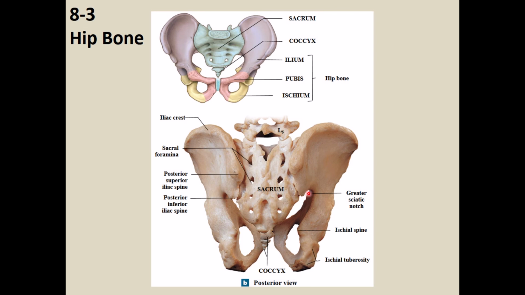Okay, so this is the posterior view. This is the sacrum that articulates with the iliac bone. So this upper part is the ilium, and it contains these spines, so posterior superior and posterior inferior iliac spines. And this upper part is called the iliac crest. So if you touch your flank area, side area, below the ribs, if you go down a little bit, you can actually feel these bones.